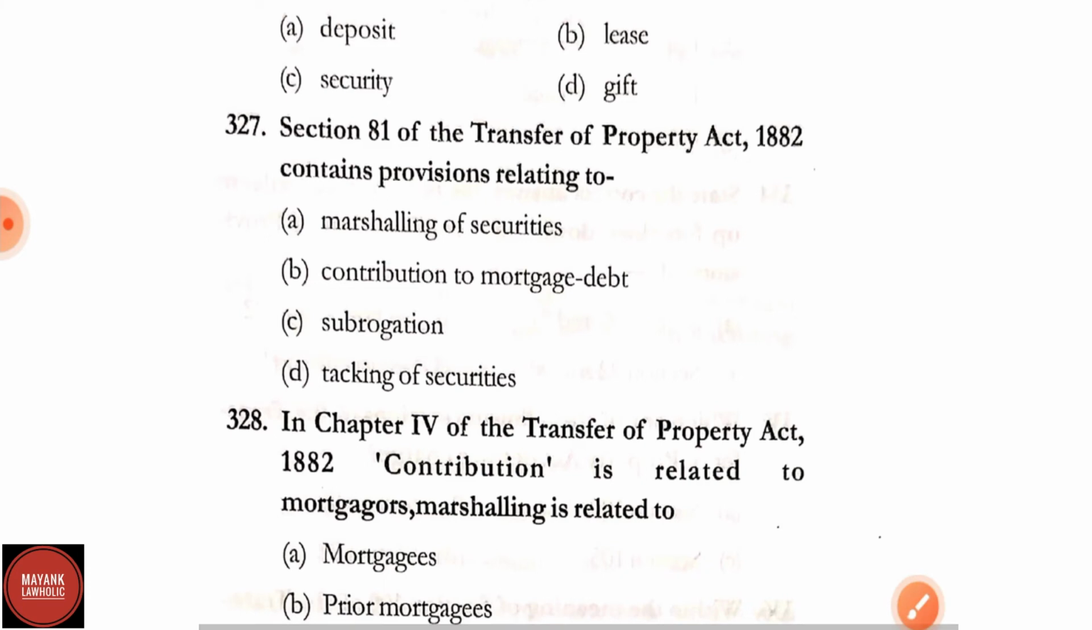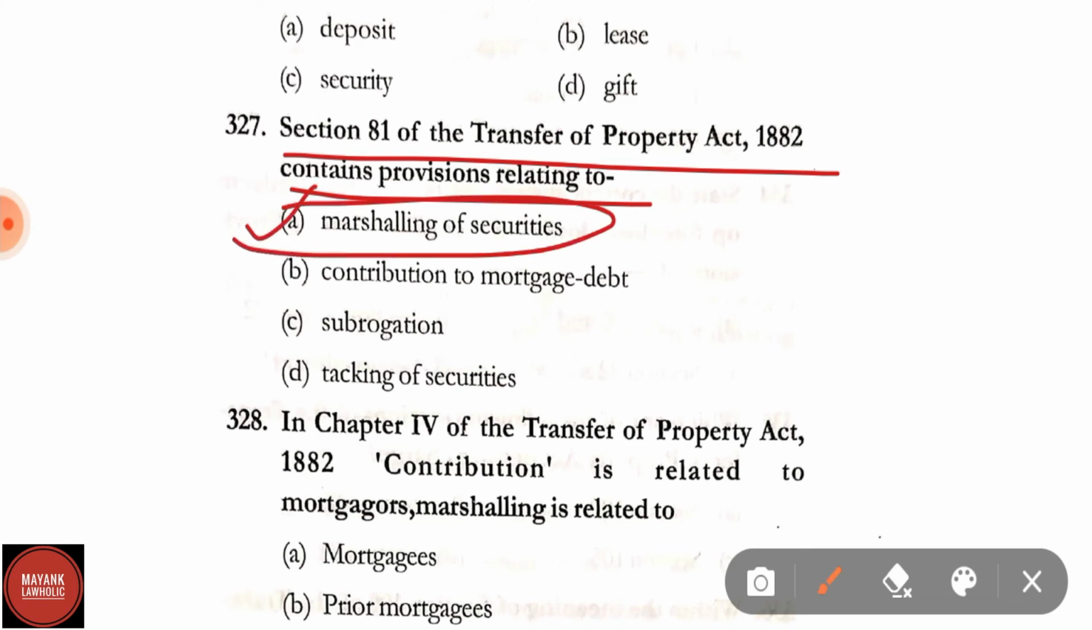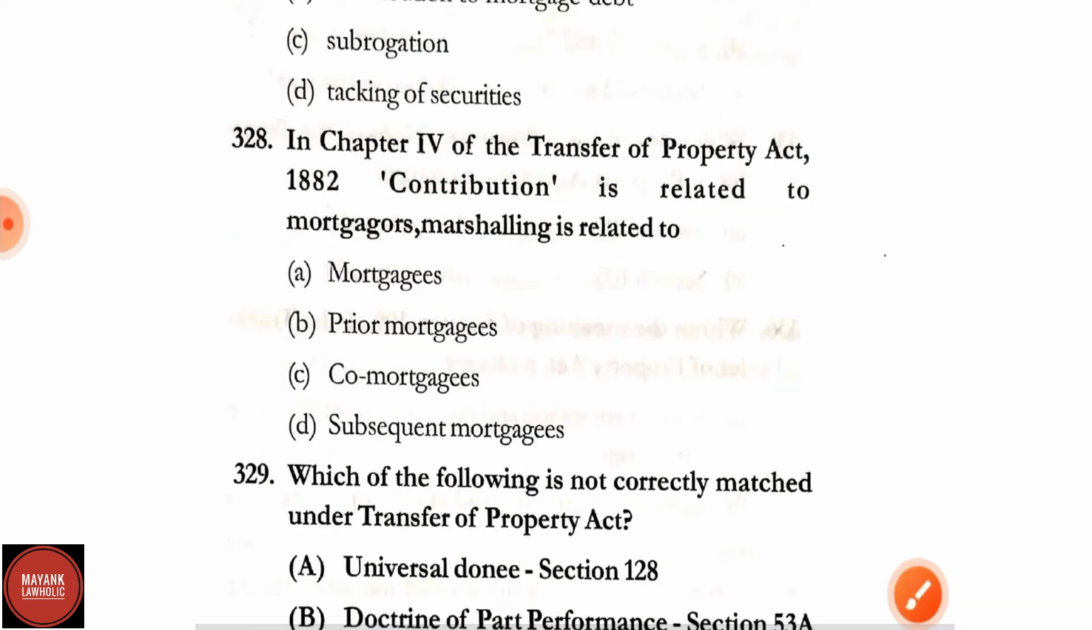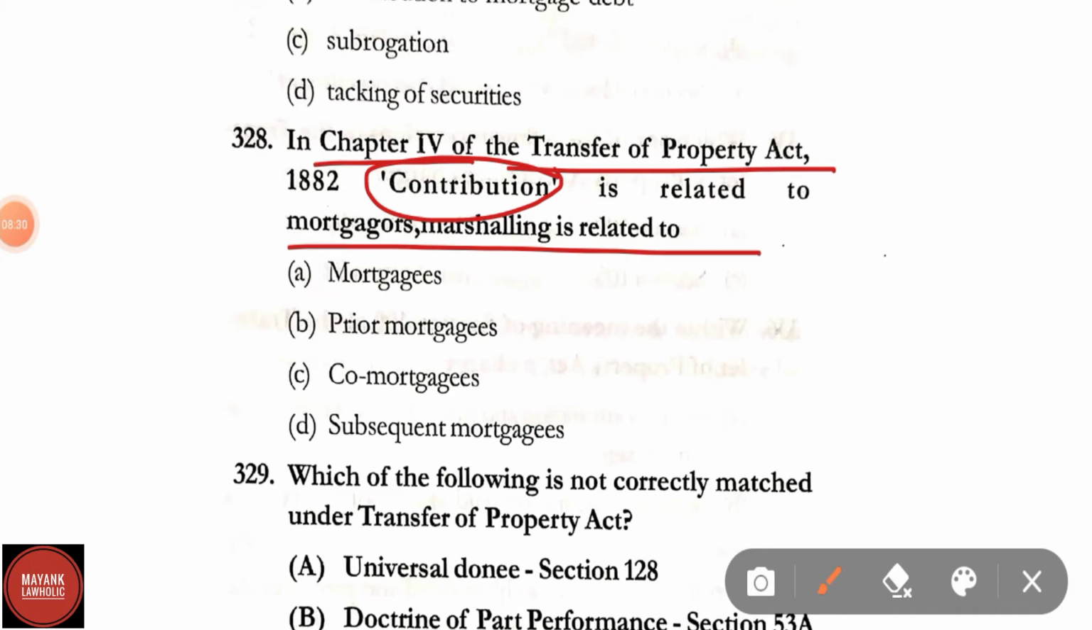Question number 327. Section 81 of TPA contains provisions relating to marshalling of securities, contribution to mortgage debt, subrogation, tacking of securities. Here correct answer is option A, that is marshalling of securities. Question number 328. In chapter 4 of TPA, contribution is related to mortgagors, marshalling is related to option A, mortgagees, option B, prior mortgagees, option C, co-mortgagees, and option D, subsequent mortgagees. Here correct answer is option D, that is subsequent mortgagees.